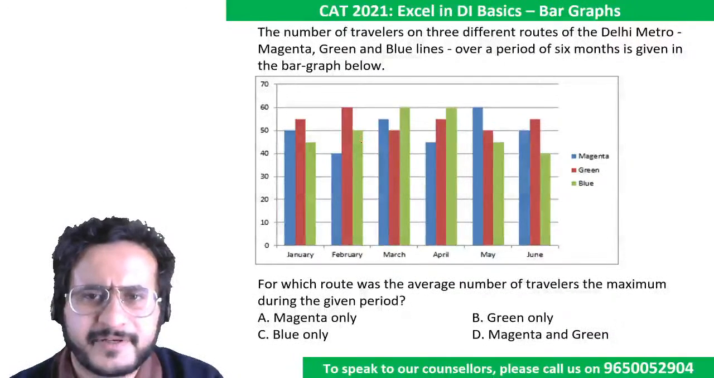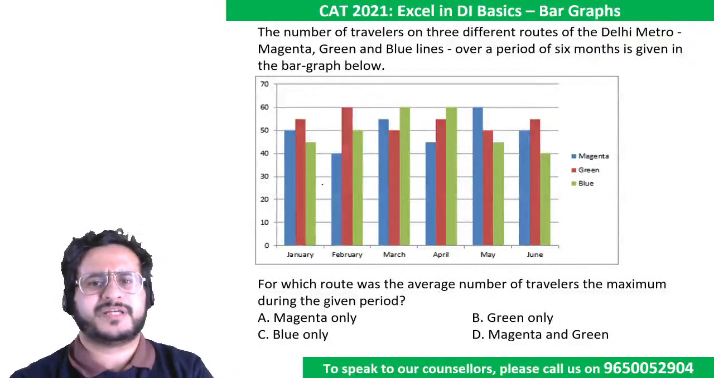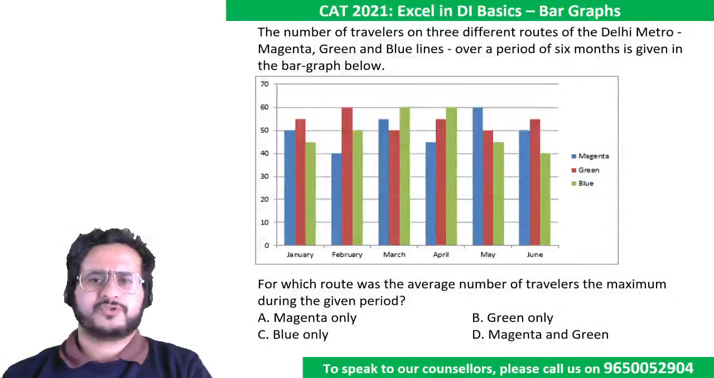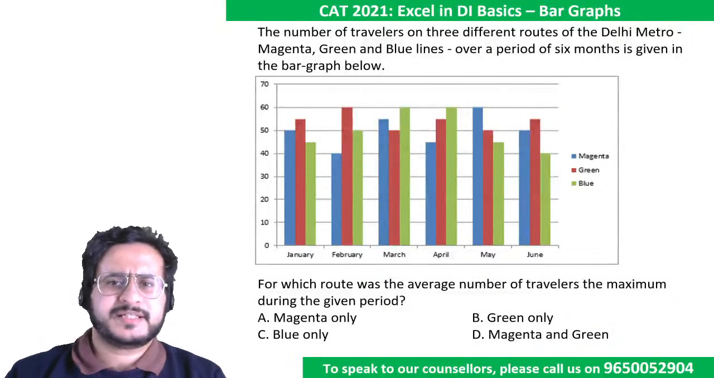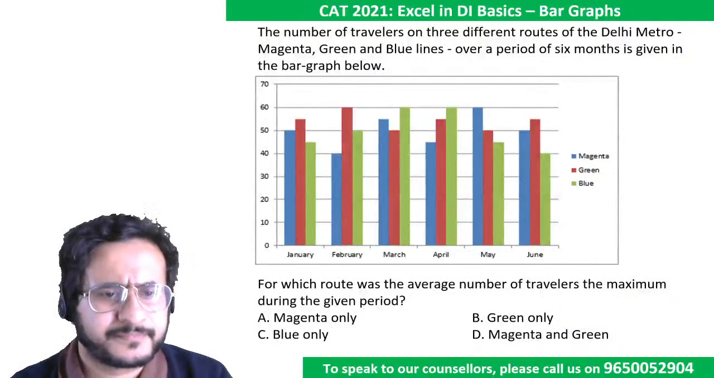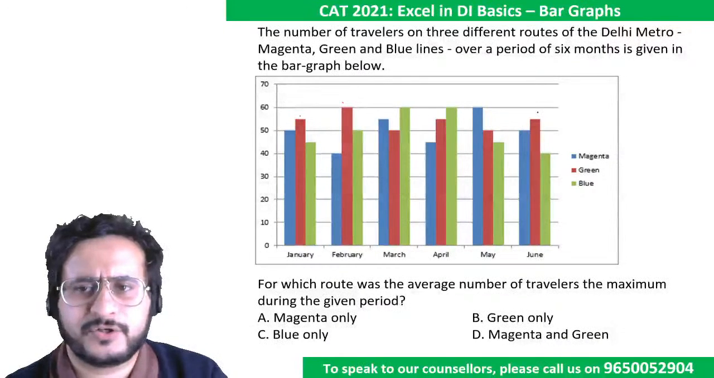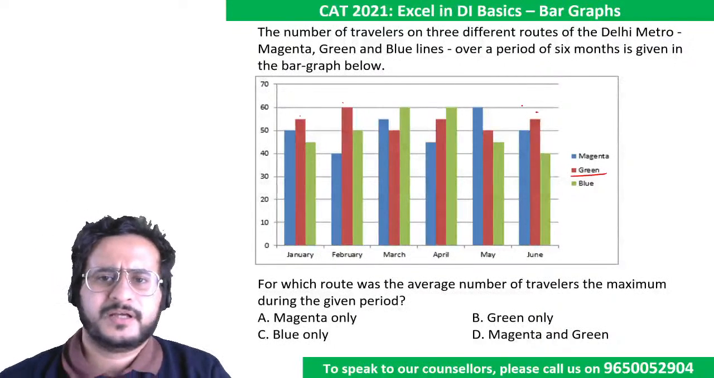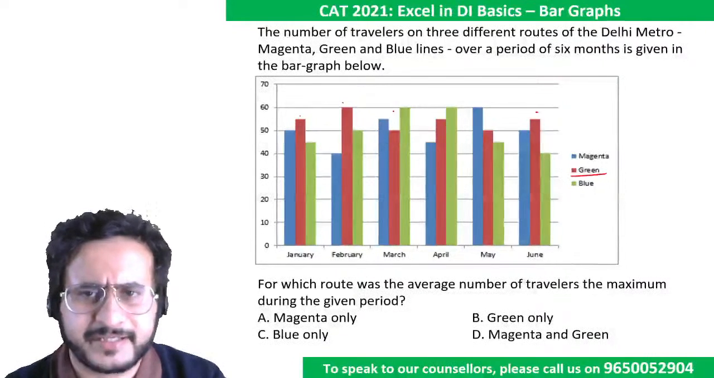Now, for the maximum average, the total has to be the highest. So, can we answer this question by mere observation? Can I answer this question by just observing which would have the highest number? Out of the 6 occasions, there were 3 occasions when the green line has the highest. That does not mean that it will have the highest average, but that would give some hint.